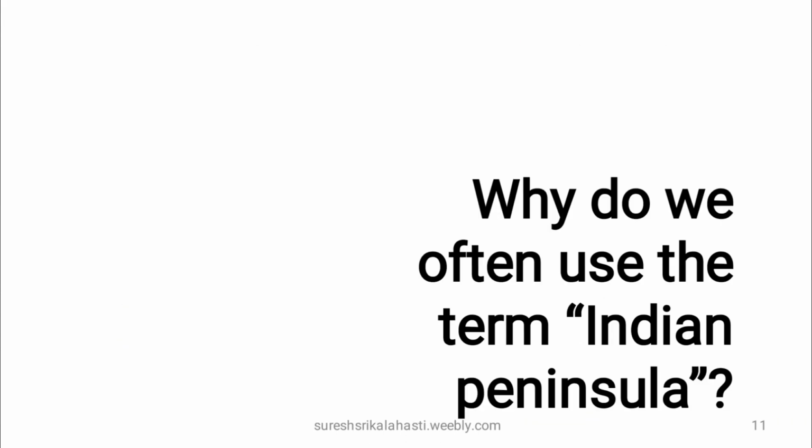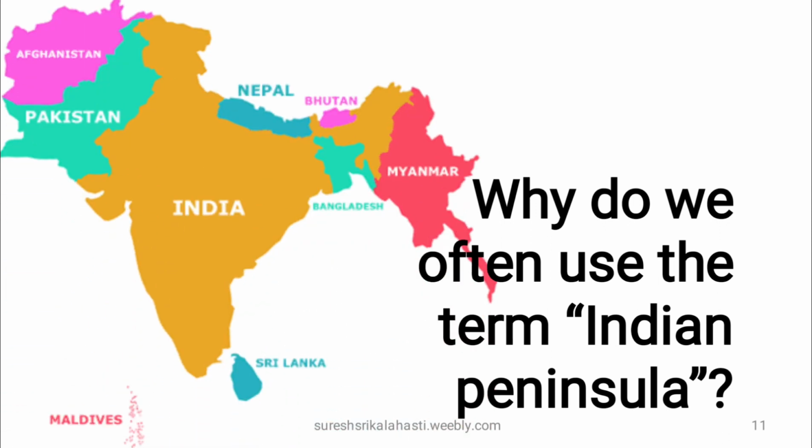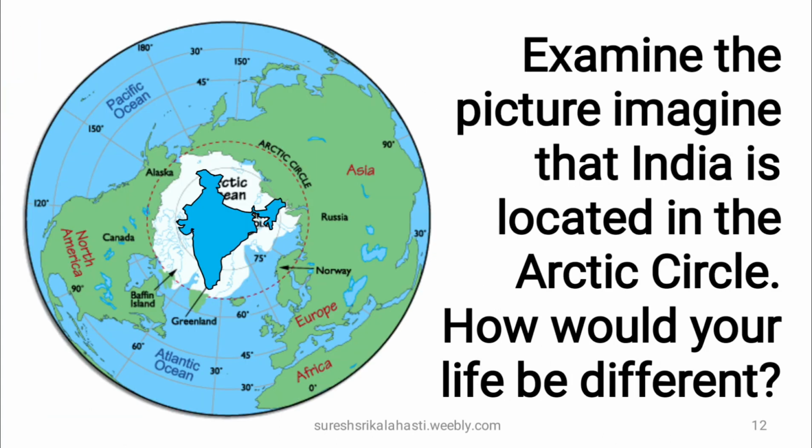Why do we often use the term Indian Peninsula? India is a piece of land which is surrounded by water on three sides. That's why it is called the Indian Peninsula.